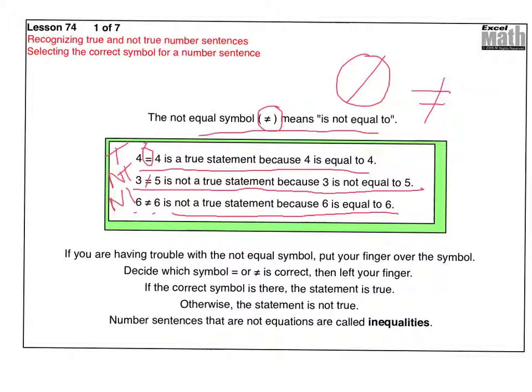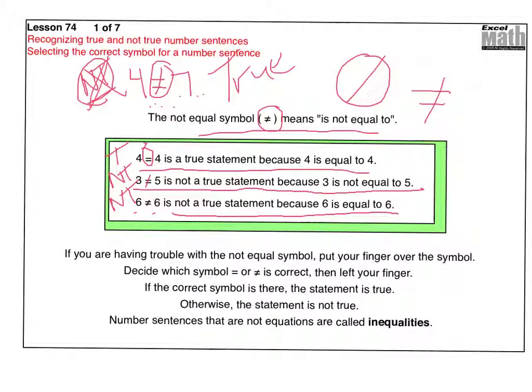That one's not true. And the one they didn't put in here is the hardest one for kids. It's when they put 4 is not equal to 7. A lot of kids want to put not true for that because they see the not equal sign, so they think not true. Well, 4 is not equal to 7. That is true. Very true. We can't put an equal sign in there because we can't say that 4 is equal to 7.